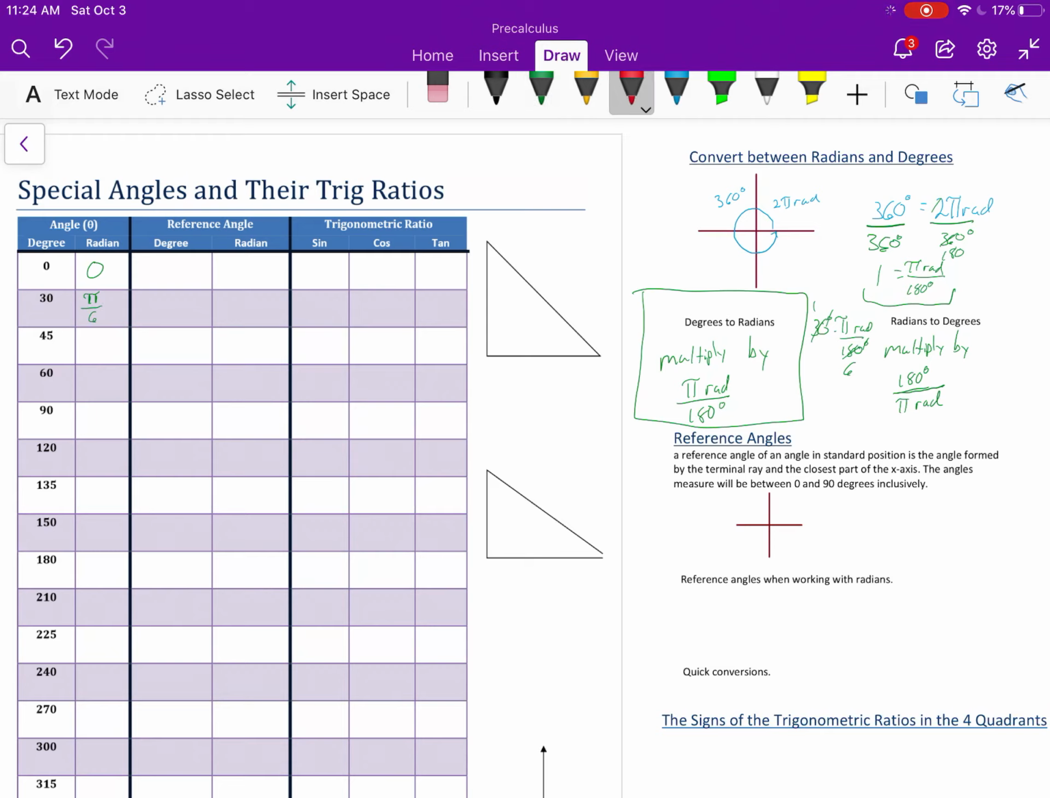Let's take 45 degrees. And we'll multiply that by pi radians over 180 degrees. The degrees cancel. 45 goes into 45 once and goes into 180 four times, so we're left with pi over 4. And we could do that for 60 degrees, for 90 degrees, and we could work our way down and convert all of these where we multiply by pi over 180 and then simplify.